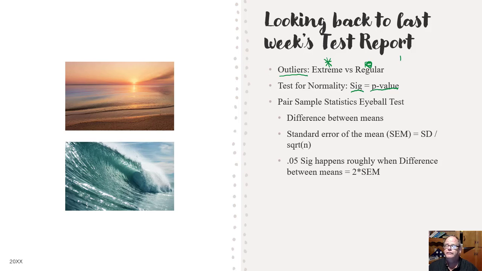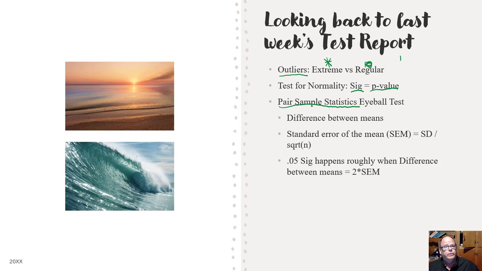Now, get a little further down. Find the table that says paired sample statistics. All right. We do a little bit of an eyeball test on this. Notice, we're comparing our before and our after. We're going to look at the difference between the means. All right. And in a column, there's a thing called the standard error of the mean, sometimes abbreviated SEM. It's the standard deviation divided by the square root of the sample size.